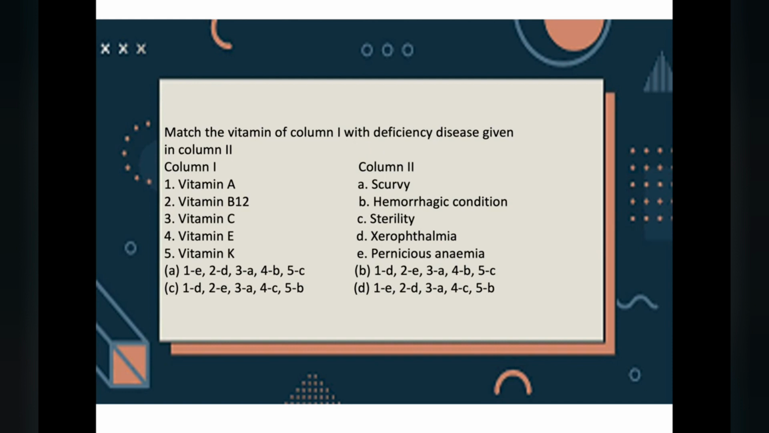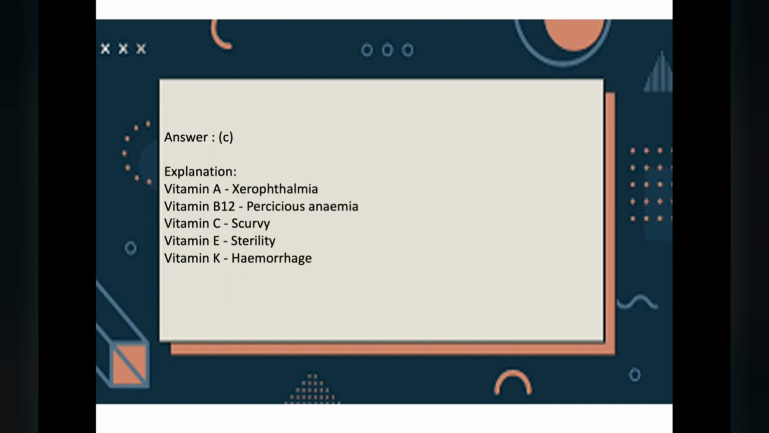That is, one, vitamin A: the deficiency of vitamin A causes xerophthalmia. Then two, vitamin B12, the choice is E, pernicious anemia. Three, vitamin C, the answer is A, scurvy. The deficiency of vitamin C causes a skin disease called scurvy. Four, vitamin E, deficiency causes sterility, and five, vitamin K, the deficiency causes a hemorrhagic condition. Okay, hope that is clear for you. Now the explanation is given: vitamin A, xerophthalmia; B12, pernicious anemia; vitamin C, scurvy; vitamin E, sterility; and vitamin K, hemorrhage.